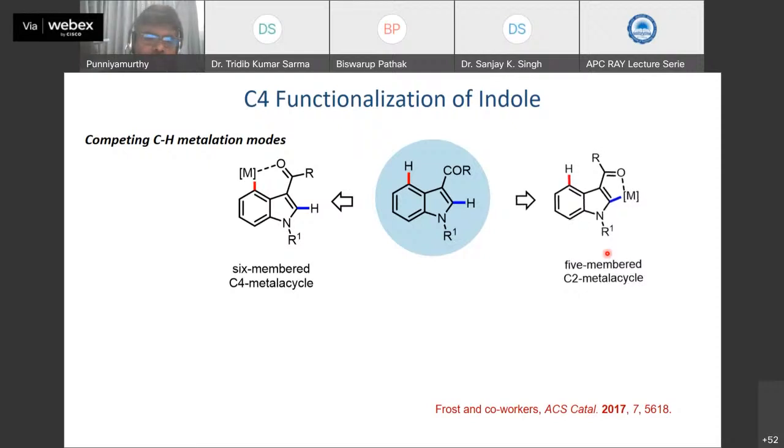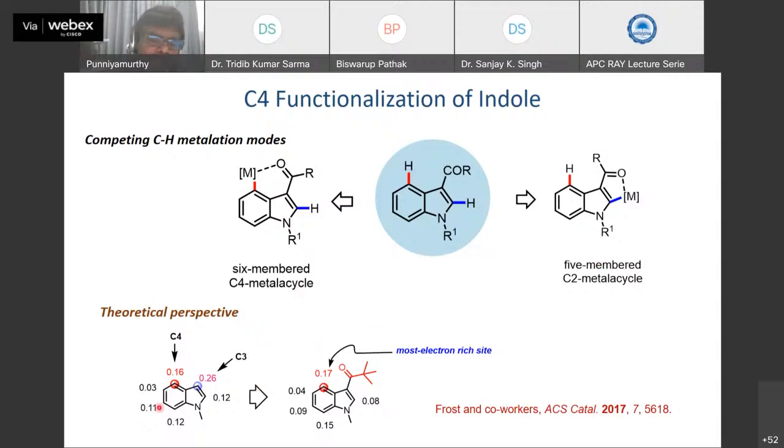When you look at the theoretical calculation, this is a simple indole, N-methyl indole, N-alkyl indole. If you look at the electron density in this system, the C2 and C4 have almost the same electron density. On the other hand, as soon as we introduce a carbonyl group here, the electron density at the C2 position is reduced compared to C4. Therefore, if you have the carbonyl group as a directing group, although a six-membered metallacycle is involved, we can facilitate the activation of the C4 CH bond compared to the C2 CH bond, so that you can make a carbon-metal bond here and then introduce a functional group.